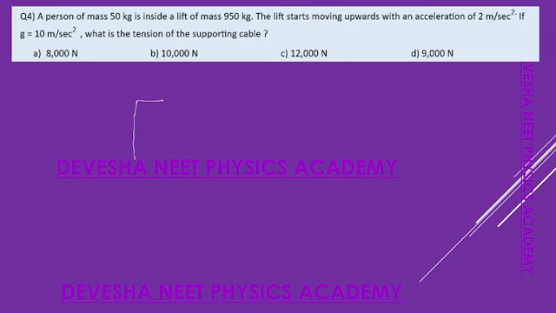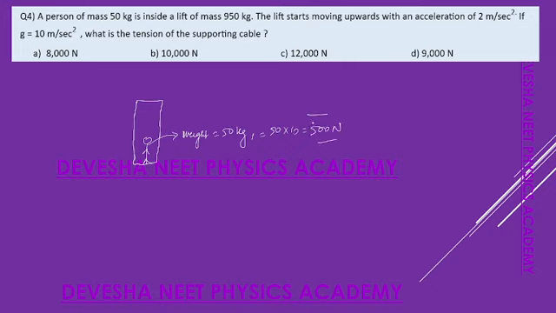This is the lift. And there's a person inside the lift here. The person inside the lift has a weight of 50 kgs. Given that g is equal to 10 meters per second square, the gravitational force on this person is equal to 50 into 10, which is 500 Newton.